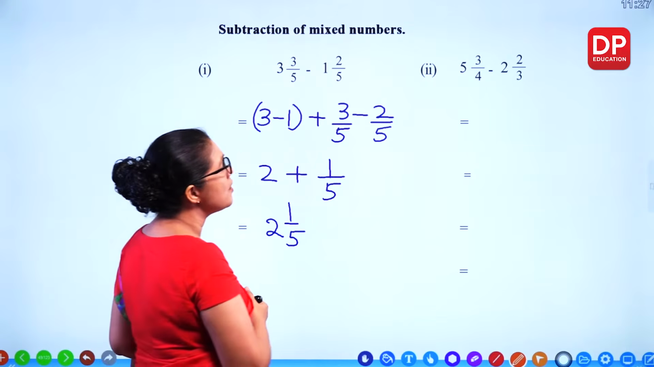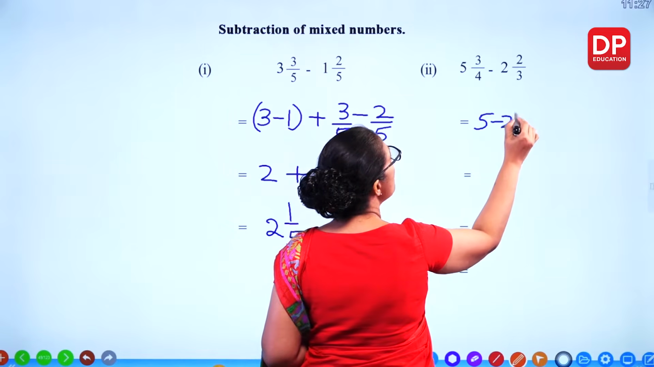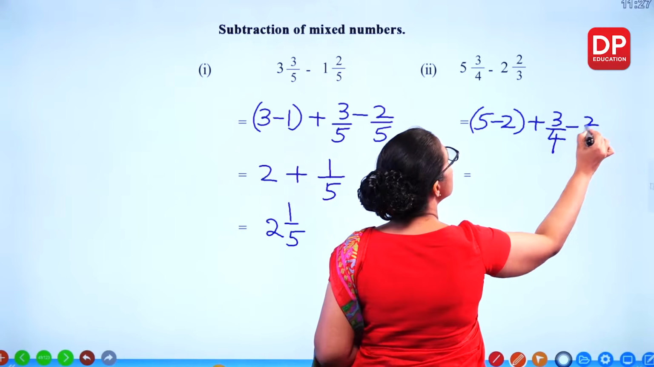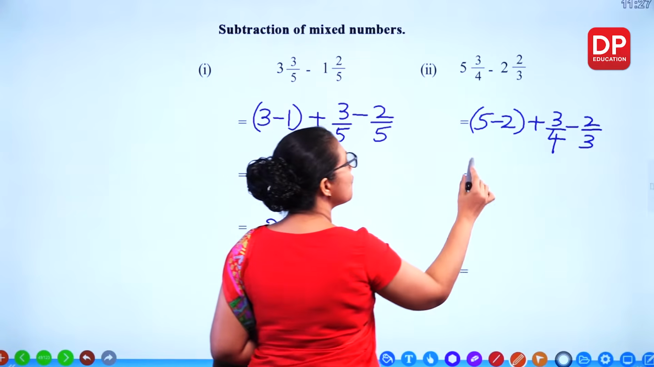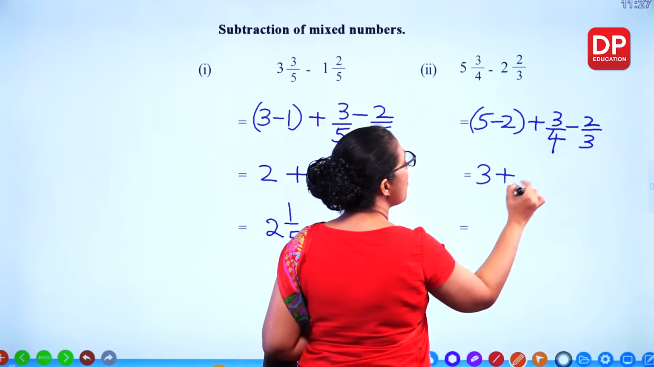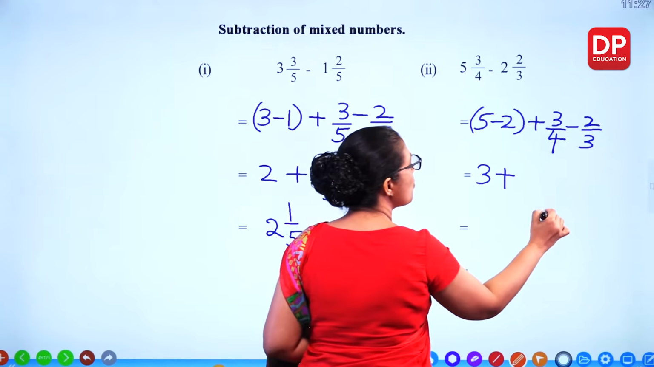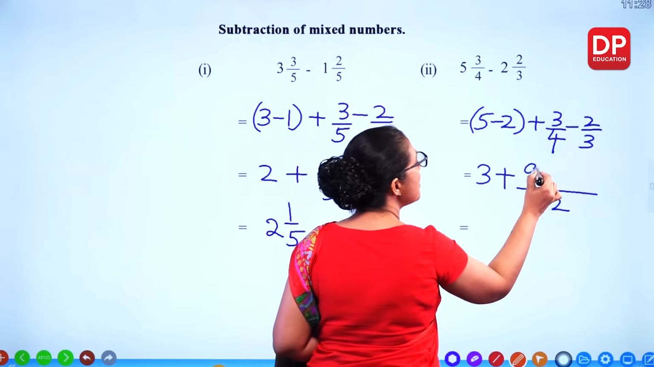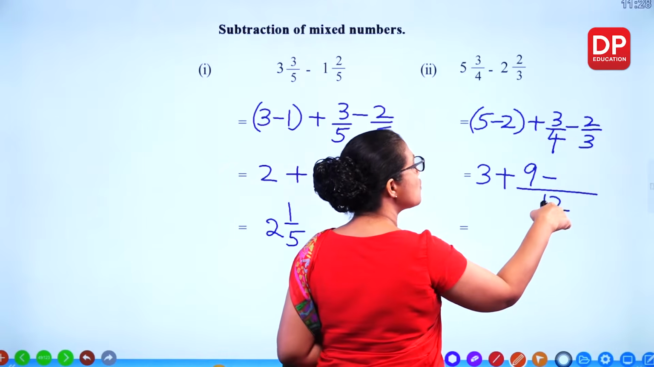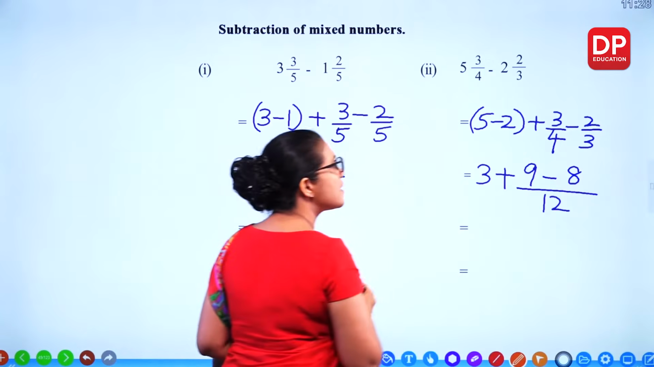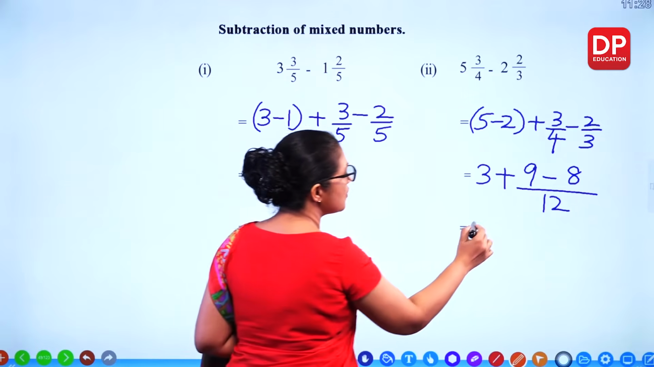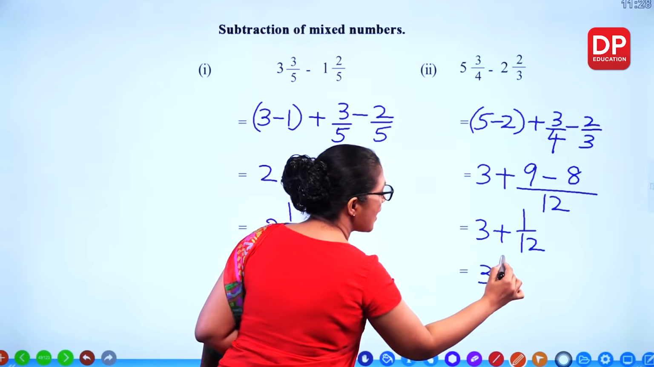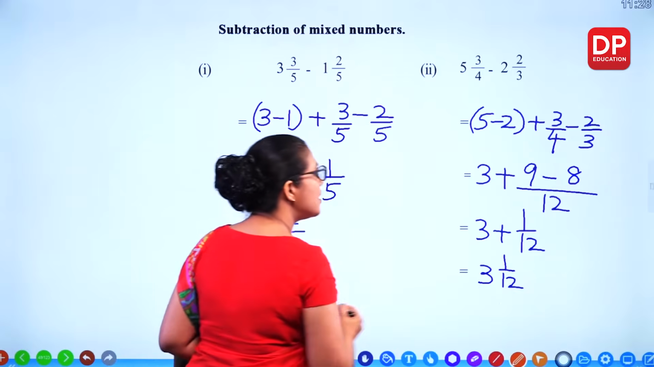This one, 5 and 2 separately. Those are whole numbers. Then 3/4 and 2/3 separately. 5 minus 2, that's 3. What's the common denominator for 4 and 3? That's 12. So you have to convert to 12. 4 times 3, 12. So 3 times 3, 9. Here 4 times 3 is 12. 4 times 2, 8. Now you can subtract 3 and 9 minus 8 is 1. So as a mixed number, I can write 3 and 1 over 12.